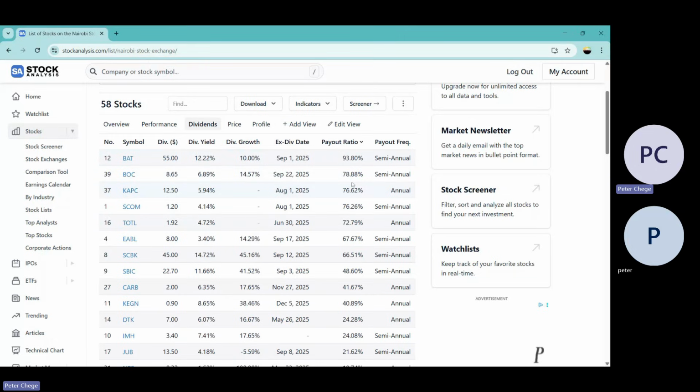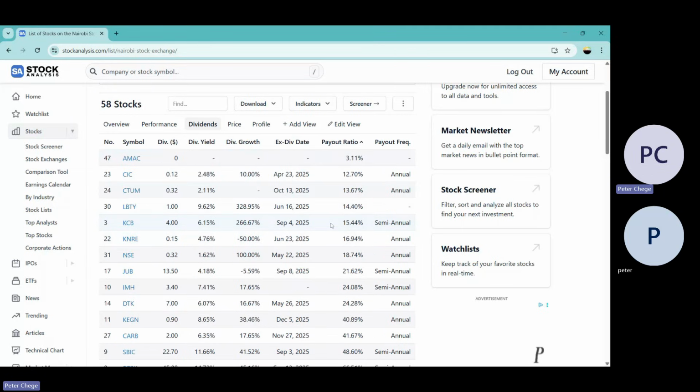Those that are paying more, like BAT, BOC, Capital, it means they are not reinvesting their profit. They are giving out most of it. So those are purely dividend stocks. The ones which are giving low dividends, it means they are reinvesting their profit back for growth, but giving a portion to their investors. So you may want to see again why they are giving low dividends and reinvesting much of their profit back.